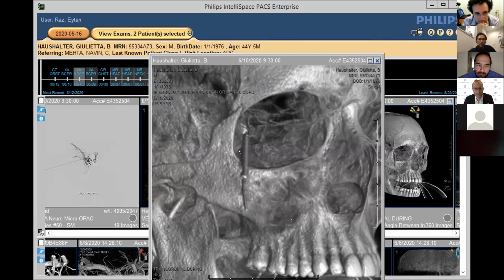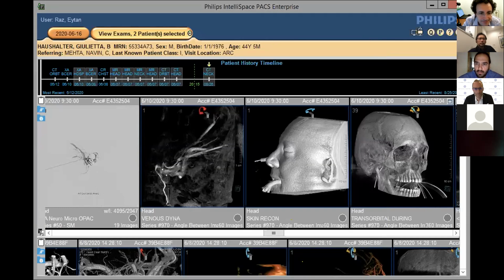Yeah. To follow up on that, there were some questions in the Zoom chat. Was the superior ophthalmic vein big enough to direct puncture? So in this case, maybe you can show, Eitan, the SOV. Yeah.